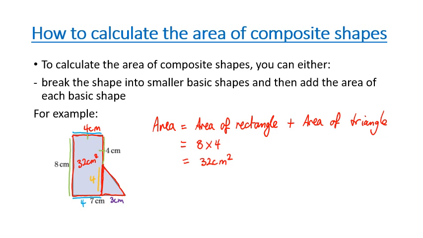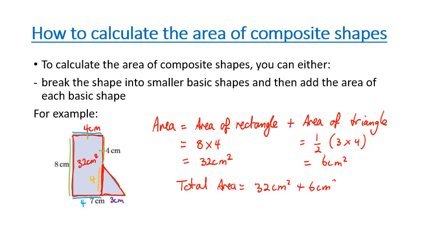So therefore my triangle, remember the area of a triangle is half the base times the height, must equal half of 3 times 4. 3 times 4 is 12, half of 12 is 6. So therefore my total area is going to be 32 centimeters squared plus 6 centimeters squared, which is going to give me 38 centimeters squared.